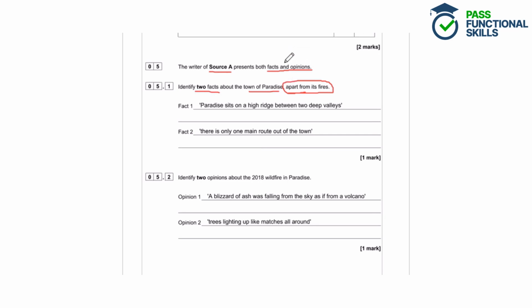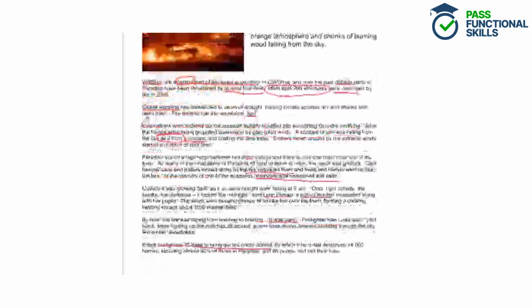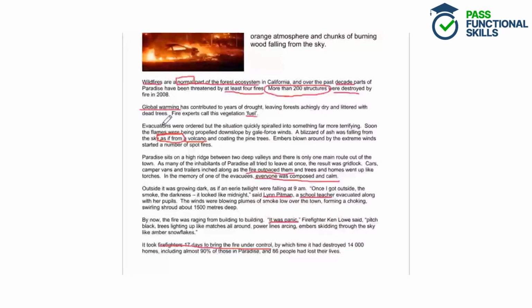So the difference between a fact and an opinion is that a fact is something that can be proven, it's something true. An opinion is something that you can agree with or you can disagree with. And opinions usually include adjectives, describing words, that kind of thing. So if we have a look at the source and we try to find some facts, just in this paragraph here, we can see that it starts with a fact. Evacuations were ordered. And then it says, but the situation quickly spiraled into something far more terrifying. Now, that starts with a fact and then the sentence ends with an opinion, because it's an opinion that it ended with something far more terrifying.